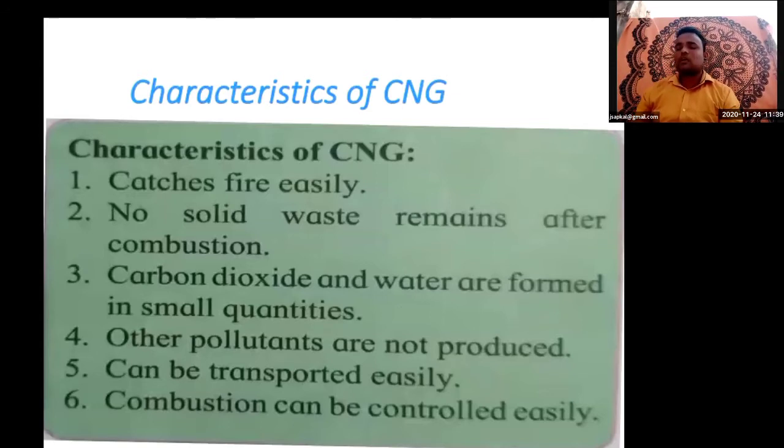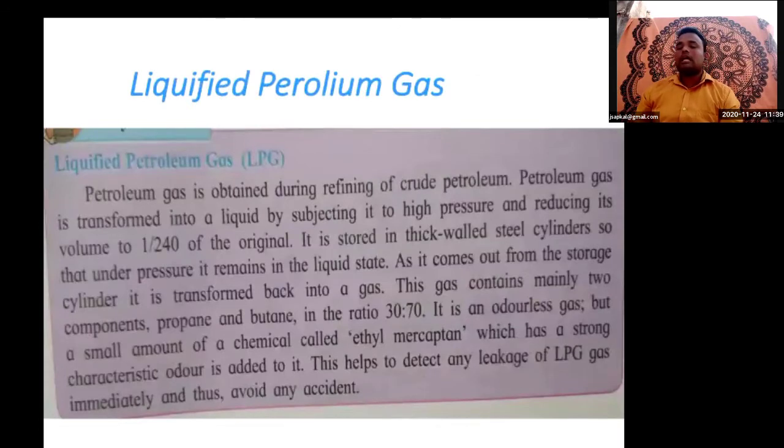Okay, so the next part is liquefied petroleum gas, that we call LPG. Petroleum gas is obtained during the refining of crude petroleum. Petroleum gas is transformed into a liquid by subjecting it to high pressure and reducing its volume to 1/240 of the original. See, liquefied petroleum gas is also obtained from crude petroleum.